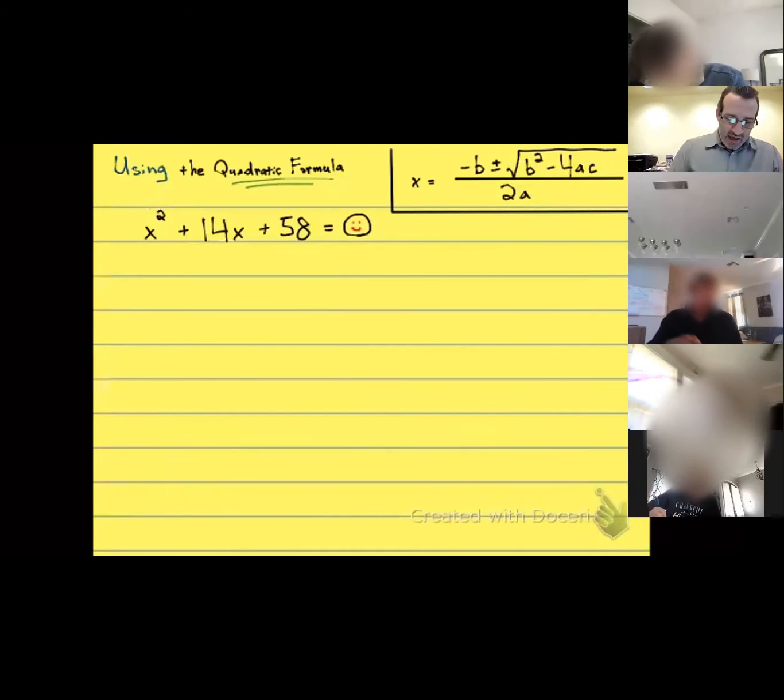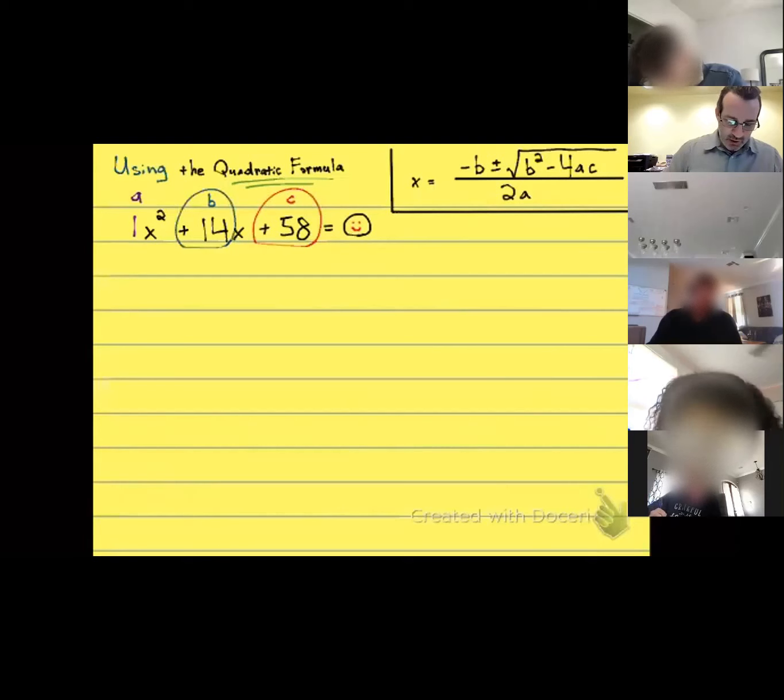All right, what is my A for this problem? 1. Okay, it's the coefficient of the squared part. There's nothing written there, so I know it's a 1. A is 1. What is my B for this problem? 14, positive 14. And what is my C? 58, a positive 58. Here's my C, here's my B, here's my A, and I'm ready to plug them in.